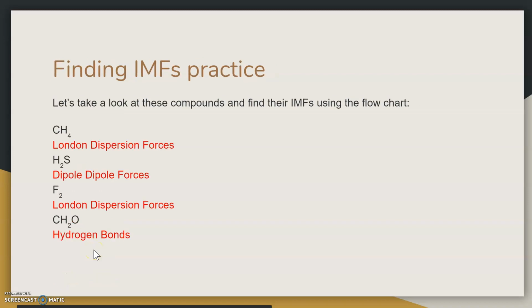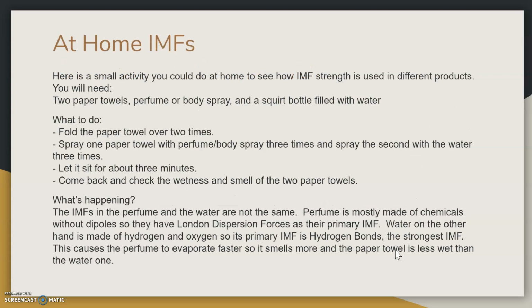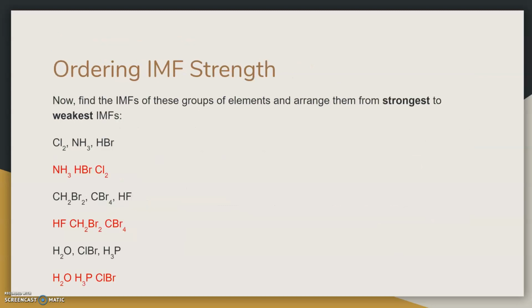Cl and Br. Cl and Br, those are 2 atoms. Are they the same? They are not the same. Find the EN difference. Cl and Br, those are going to be under 0.7, so it's London dispersion force. That's what's over here, the weakest.